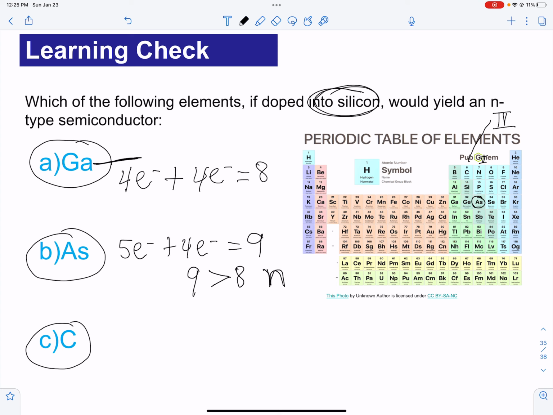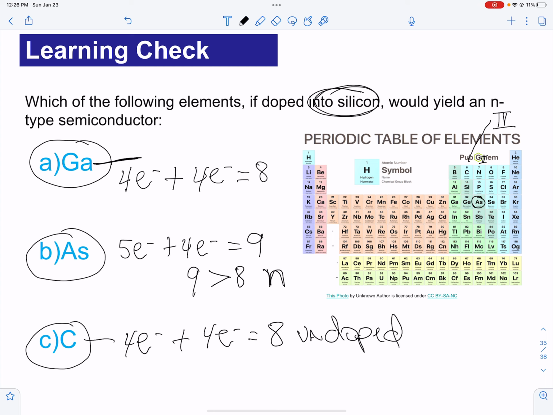What about carbon? Carbon has 4 valence electrons. Silicon has 4 valence electrons. Therefore, you haven't done anything. So this is undoped. You haven't doped anything there. This is undoped also. And this one is negative doped.